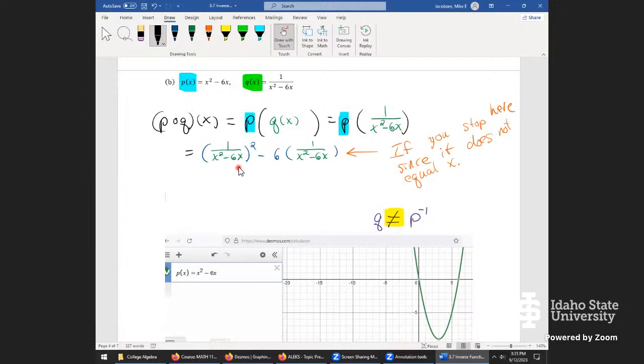Okay, thanks for making that determination there. We'll leave it just like this. If you were to try to keep on simplifying, you would have 1 over that whole denominator squared. That matches with this one.